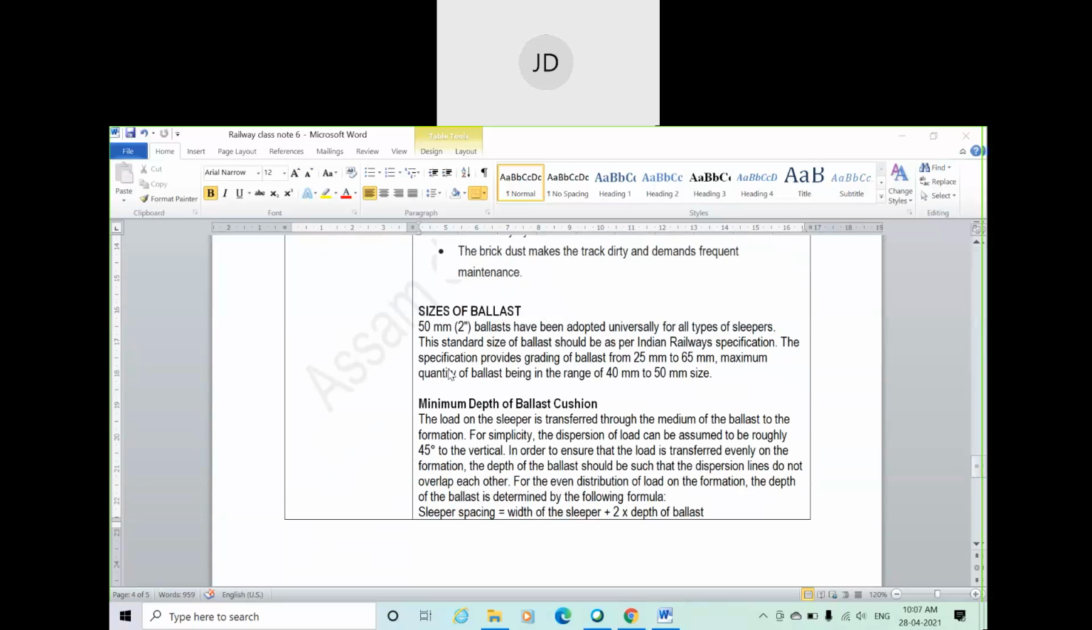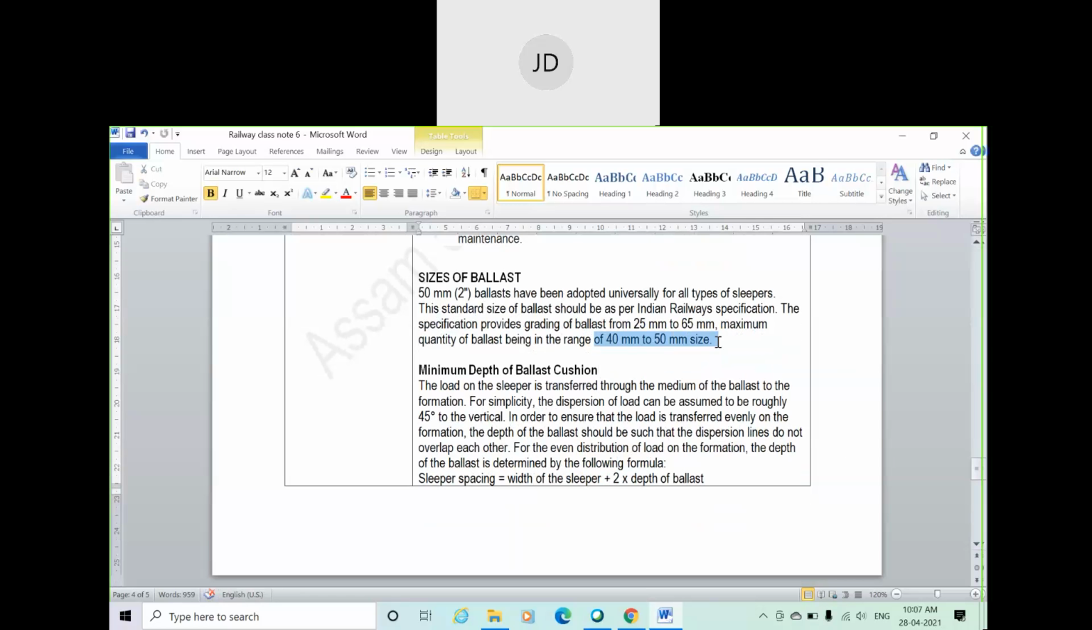size of ballast. Usually 50 mm ballast has been adopted universally for all types of sleeper. The standard size of ballast should be as per the Indian Railway specification. You have to remember this. The specification provides grading of ballast from 25 millimeter to 65 millimeter, with the maximum quantity of ballast being in the range of 40 to 50 millimeter size. Basically we use 40 to 50 millimeter size. This is the standard size as per Indian Railway, and you can see the 50 millimeter size is used in Indian Railway track.